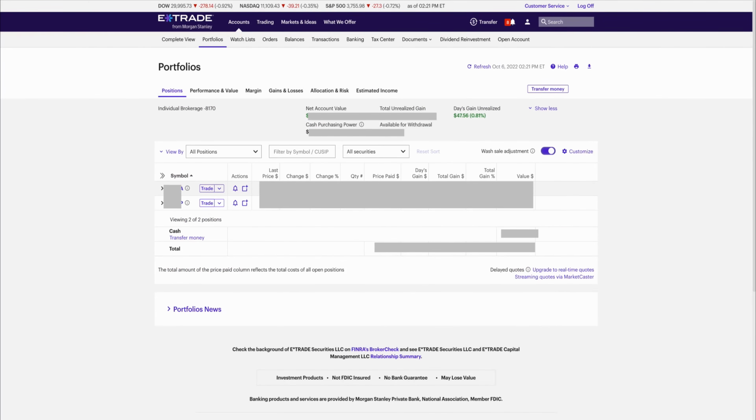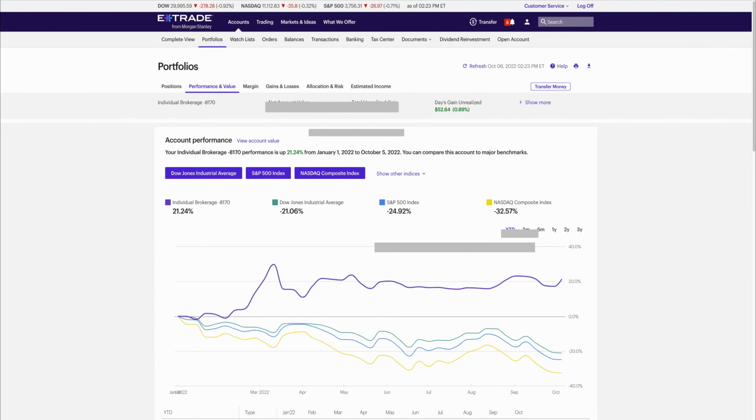The portfolio tab allows you to dive even more into your account. Your positions can be seen there, the quantity of what you own, the average price paid, and the total value. On performance and value, you can see how you measure against the Dow Jones, S&P 500, and Nasdaq.